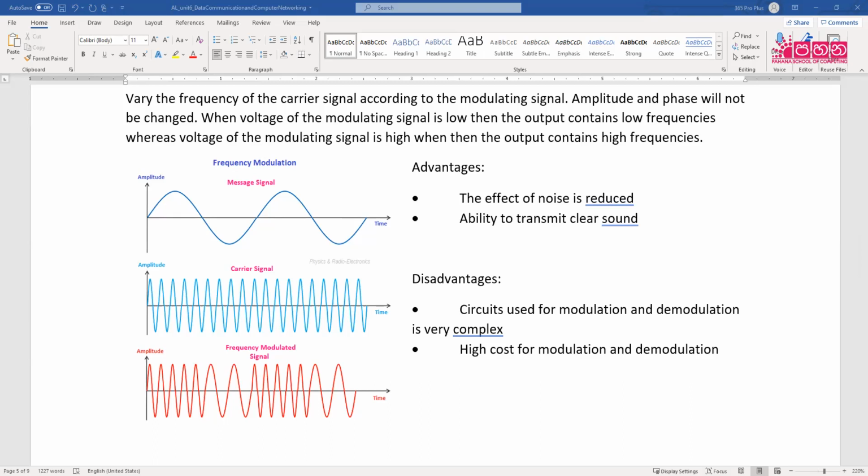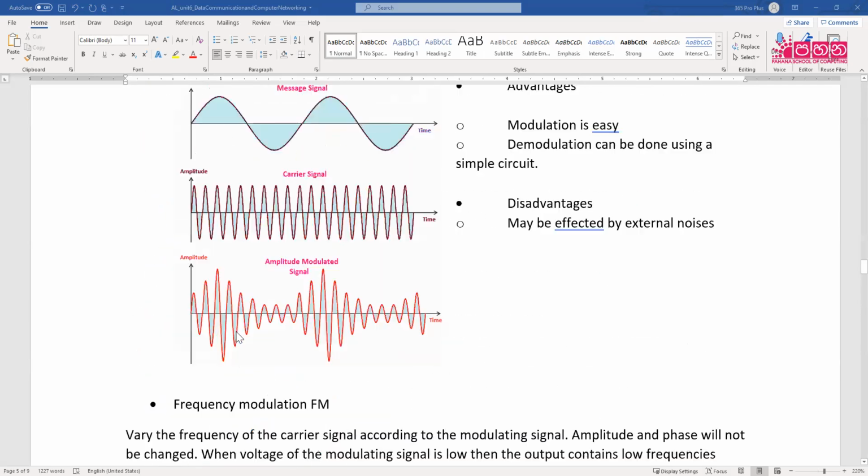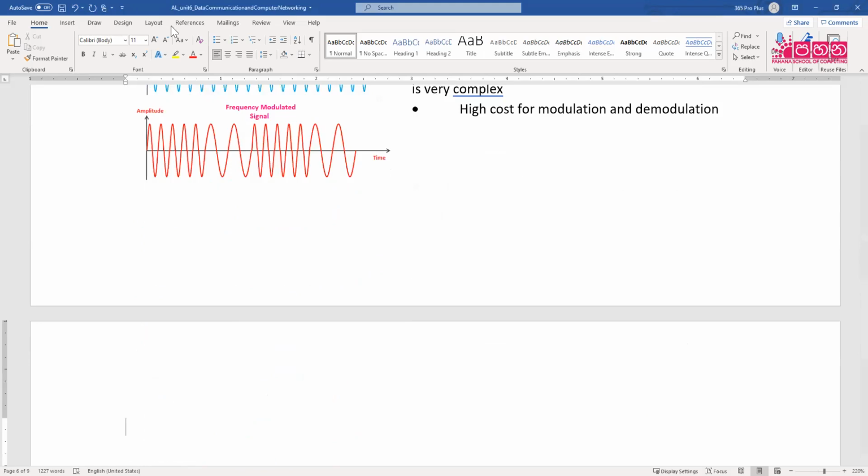Right. Now we discuss frequency modulation. Let's talk about phase modulation. So the third one that we are going to discuss is called phase. So we are going to change phase, but not the other two. We call phase modulation, or in short, we will call PM. Yes, phase modulation.